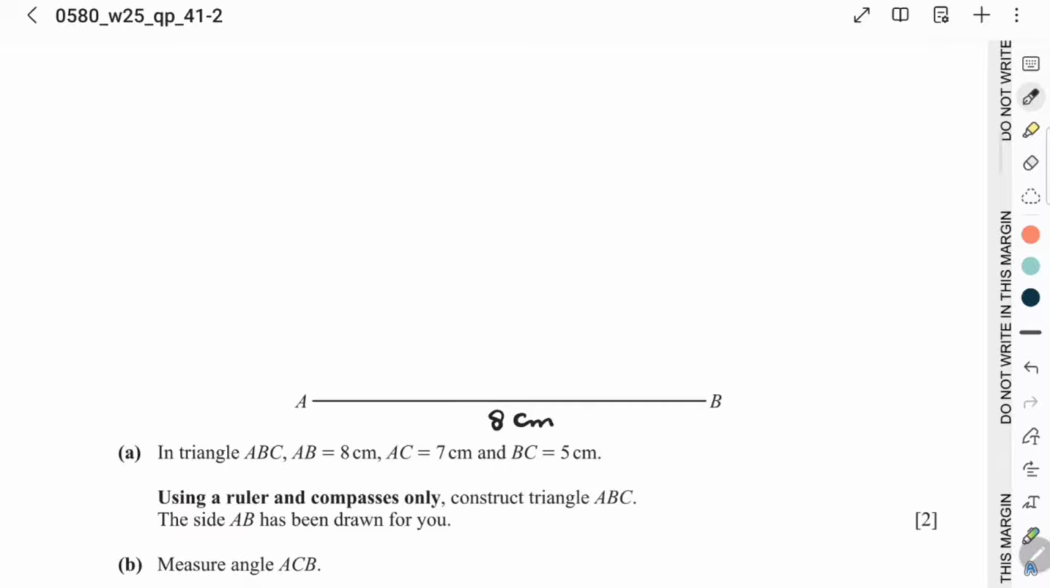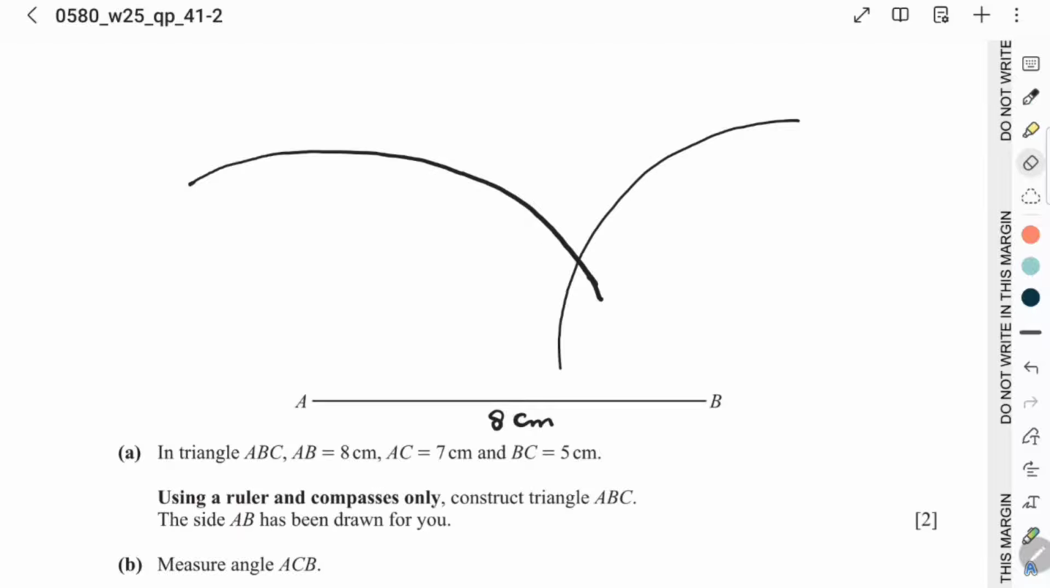So take a 7 centimeter radius from A in the compass and draw an arc. Okay, so that is 7 centimeter. Just draw an arc. Alright, so now take a point at B and use your compass and keep the radius 5 centimeter. Change your radius from 7 to 5 centimeter and draw an arc. Wherever the meeting point is there, that is your vertex C. Alright, so that is your vertex C.